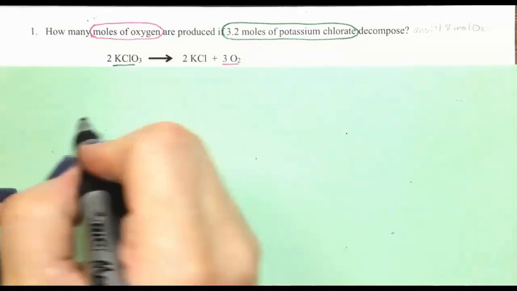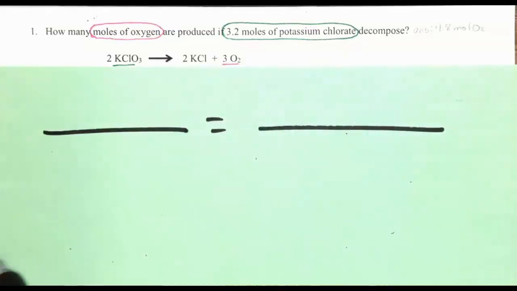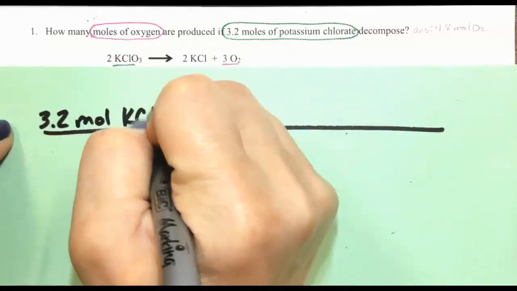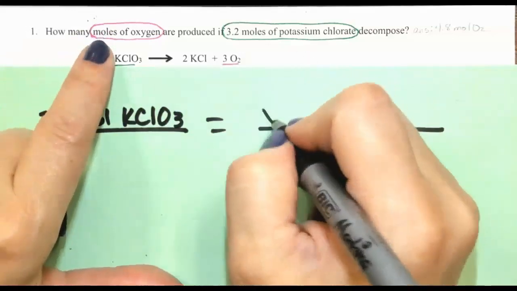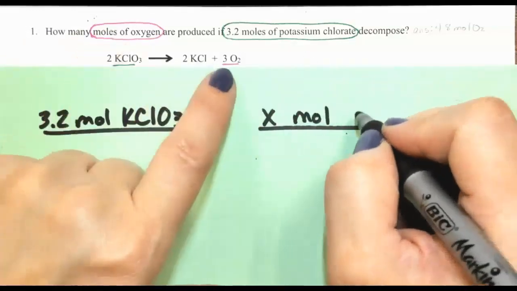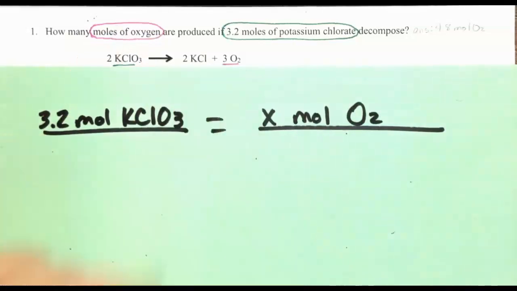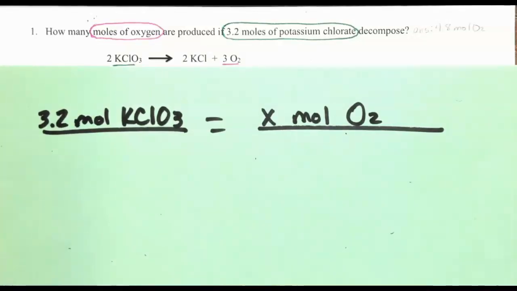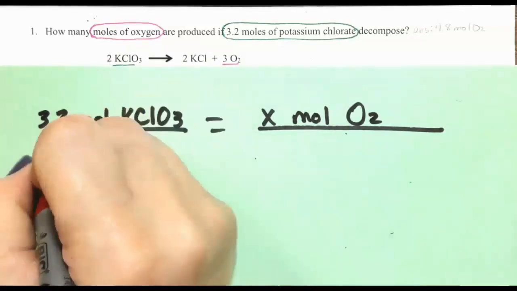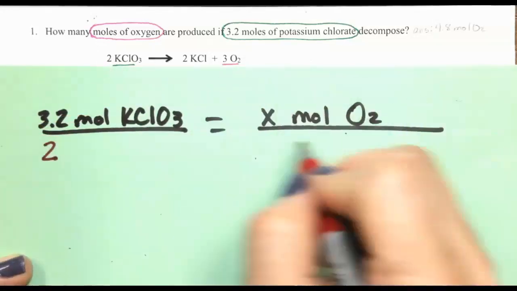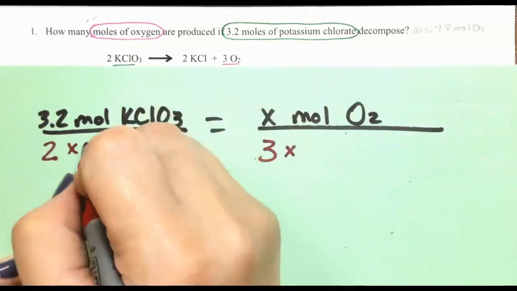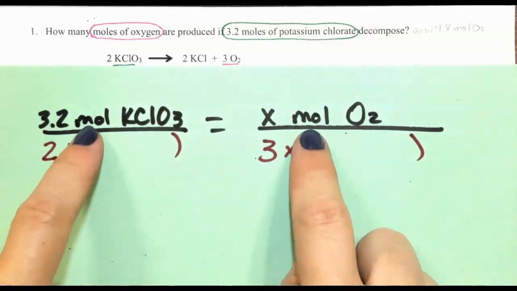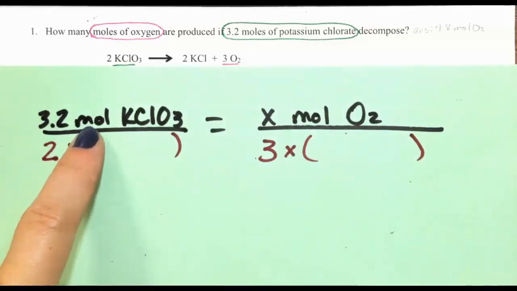So now we're going to set up our proportion. Our given is 3.2 moles of KClO3, and our unknown is X moles of oxygen, which remember it's a diatomic, so it's O2. At the bottom, I'm going to put my coefficients. So for KClO3, the coefficient is 2, and for oxygen, the coefficient is 3, times. And now, what are we going to put in these parentheses? Well, whatever your unit is in your numerator tells you what to choose in your denominator.